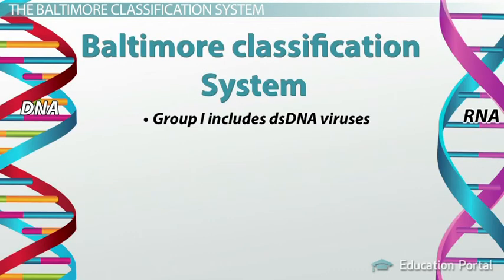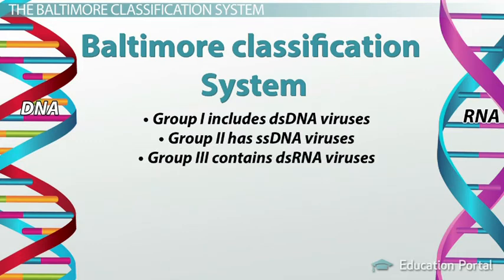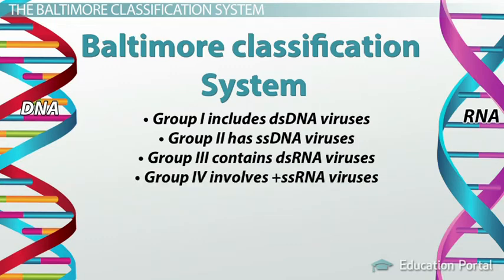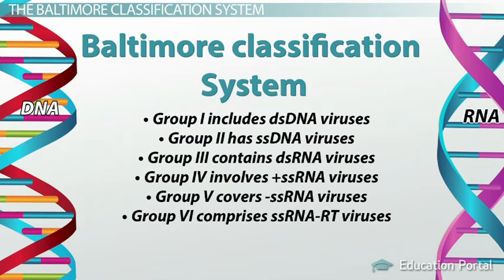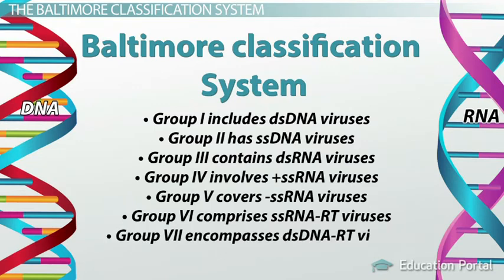Group 1 includes double-stranded DNA viruses. Group 2 has single-stranded DNA viruses. Group 3 contains double-stranded RNA viruses. Group 4 involves positive-sense, single-stranded RNA viruses, while Group 5 covers negative-sense, single-stranded RNA viruses. Group 6 comprises single-stranded RNA reverse transcriptase viruses, while Group 7 encompasses double-stranded DNA reverse transcriptase viruses.